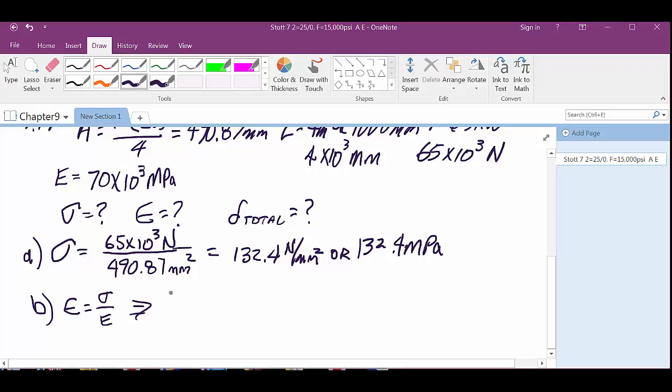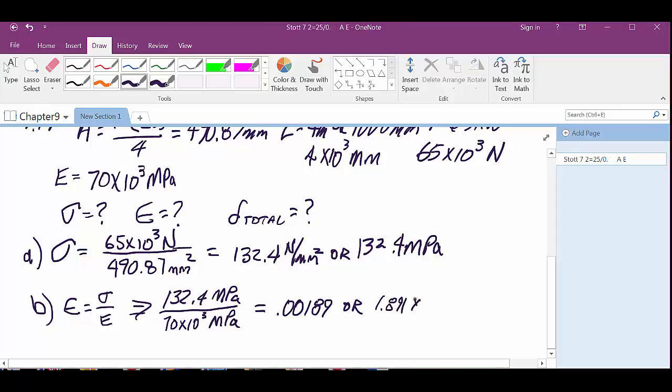So we just plug those numbers in. We just found out 132.4 megapascals over that modulus, which was 70 times 10 to the third. That's 0.00189, and you could go farther than that if you wanted. Or 1.891 times 10 to the negative third.